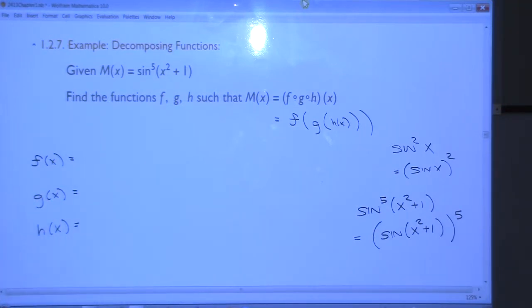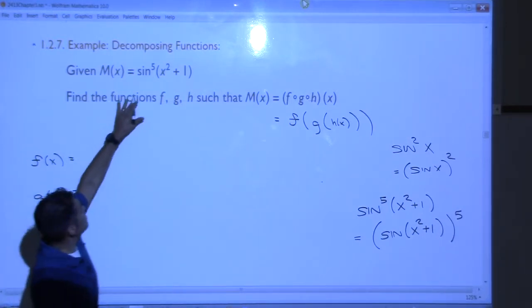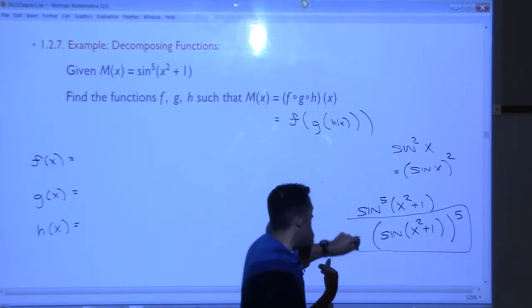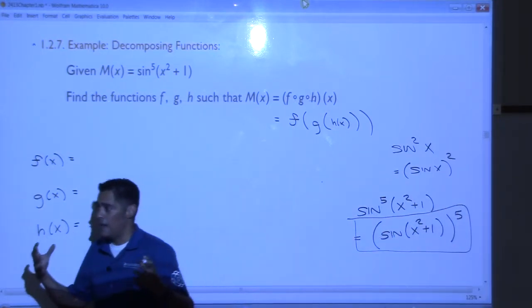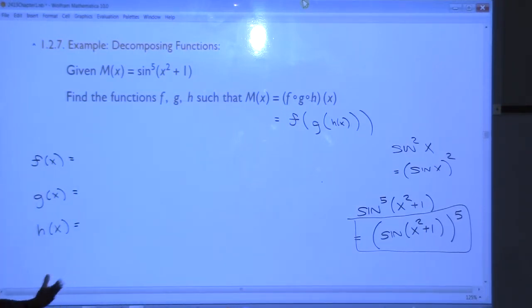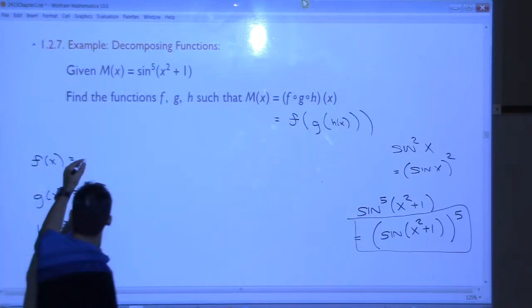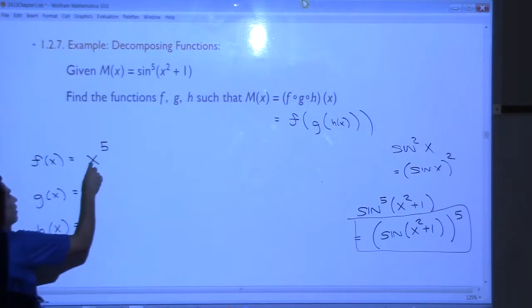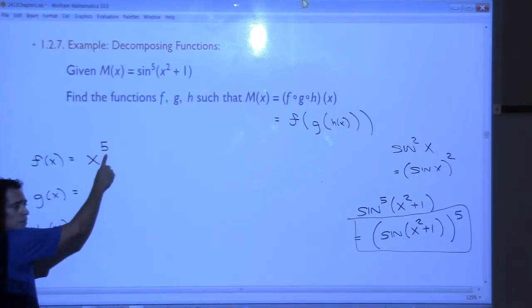So let me help you try and do this. The way I'm going to do it is I'm going to work backwards. I'm going to look at this expression, which is actually this, and I'm going to ask myself, what's the last thing that happens? What did we say the last thing that happens was? We're raising it to the fifth power, right? Okay, so I'm going to make my outer function, my f function, something that raises things to the fifth power.